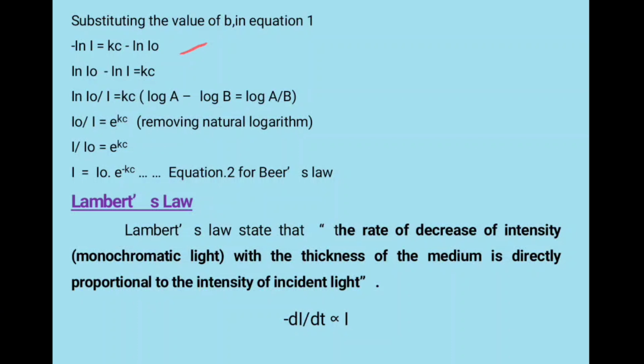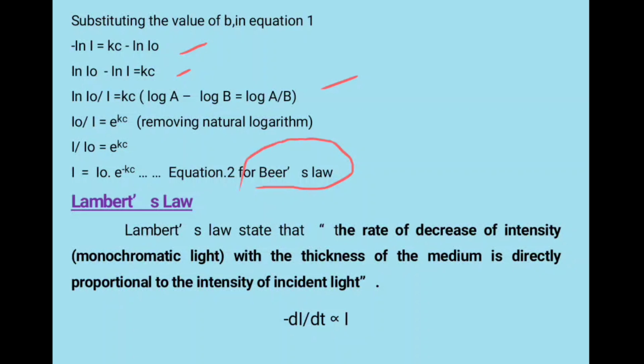Then taking ln I naught to the left hand side, you will get ln I naught minus ln I is equal to kC. And this is like log a minus log b, which is equal to log a by b. Then we can write ln I naught by I is equal to kC. Removing the natural logarithm, we can write I naught by I is equal to e to the power of kC. Reversing the terms, we will get I by I naught is equal to e to the power of minus kC. Then I is equal to I naught into e to the power of minus kC. This is called Beer's law.